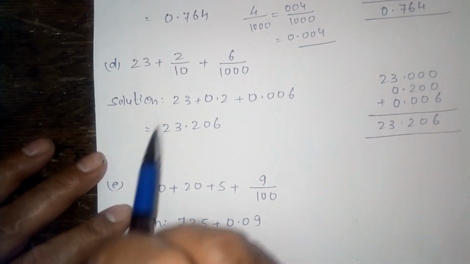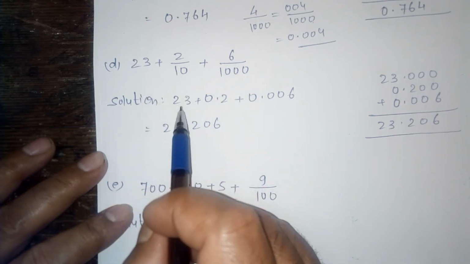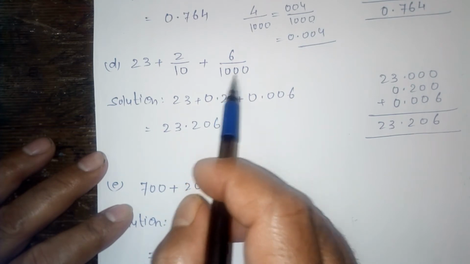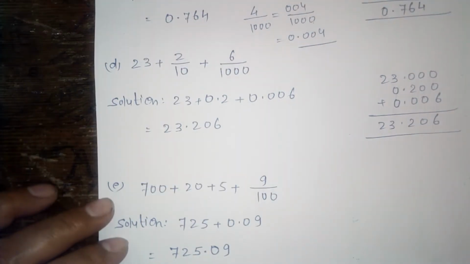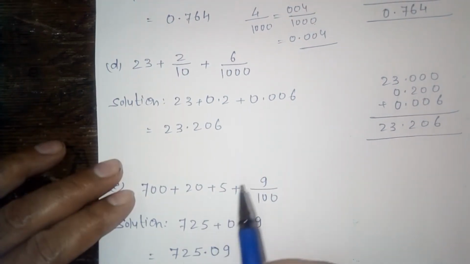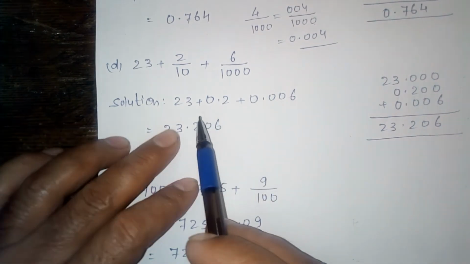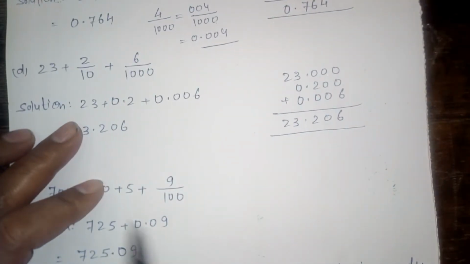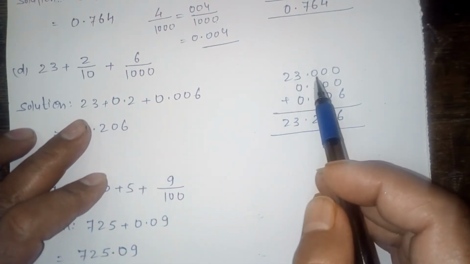Okay, now question number D is 23 plus 2 upon 10 plus 6 upon 1000. This is 23. 2 upon 10 means 0.2. 6 upon 1000 means 0.006. Now look here, we will add these three numbers. How? Look here, this is 23. 23 we can write as 23.000.